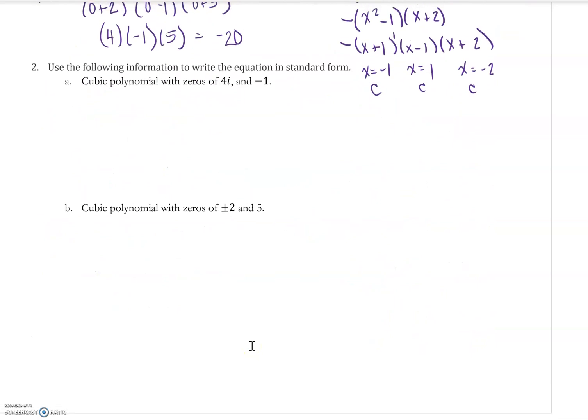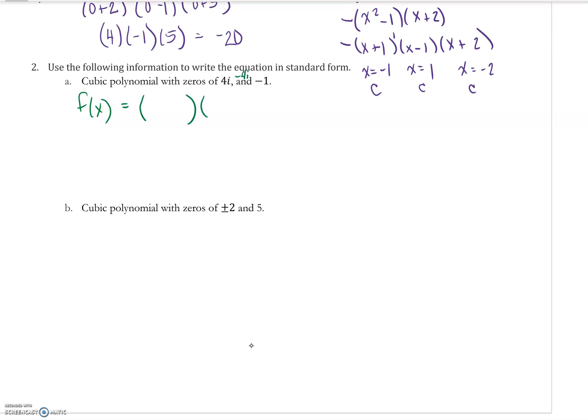Question 2 is asking us to use the following information to write equations in standard form. We are just writing general equations. We don't have enough information to write exact equations for each of these. But for example, on part A, I know that this function is a cubic polynomial with zeros of 4i and negative 1. Okay, so if I have a 0 at 4i, I know I also have a 0 at negative 4i.